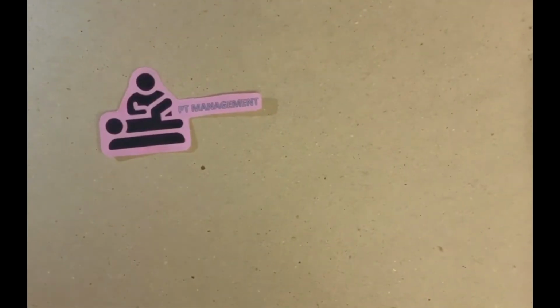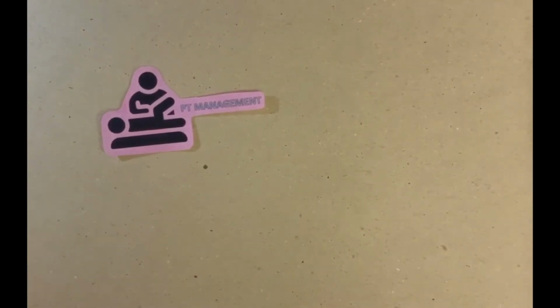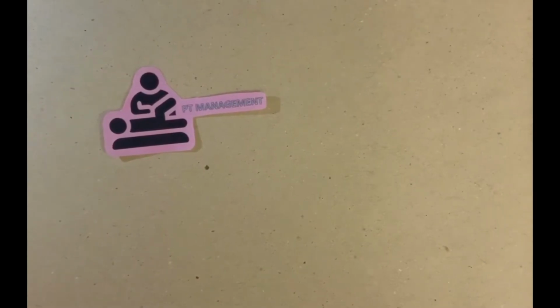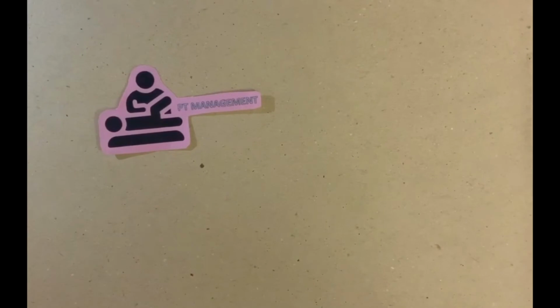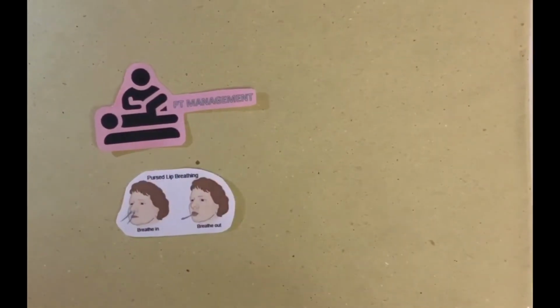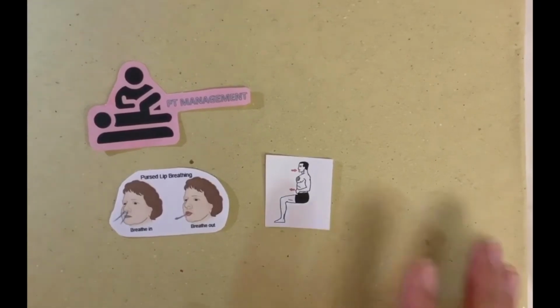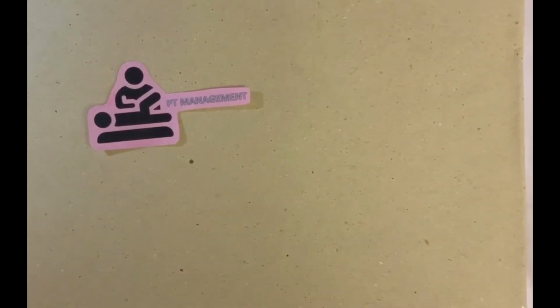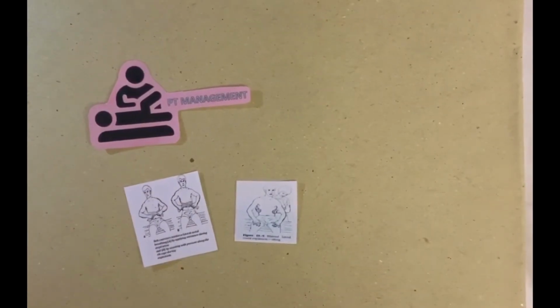PT management. The objectives are to prevent airway obstruction and accumulation of secretion, and improve airway clearance, cough effectiveness, and ventilation through mobilization and drainage of secretion. One of these is pursed lip breathing and diaphragmatic breathing for breathing exercise. The second, what we call segmental breathing exercise, can be done in supine or sitting.